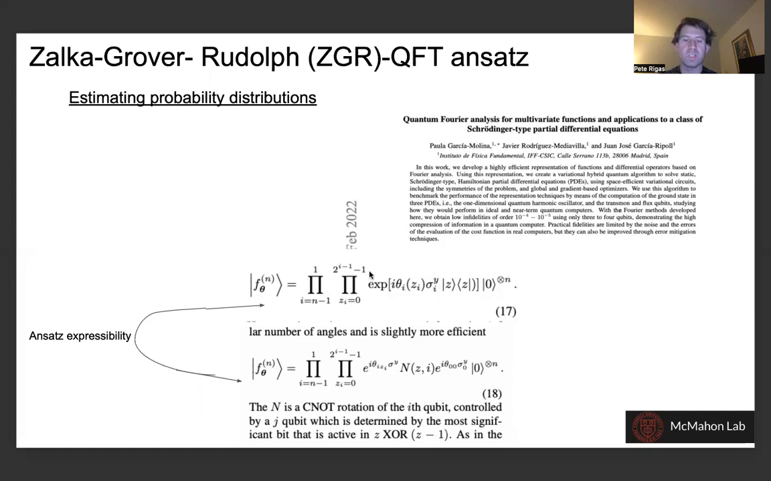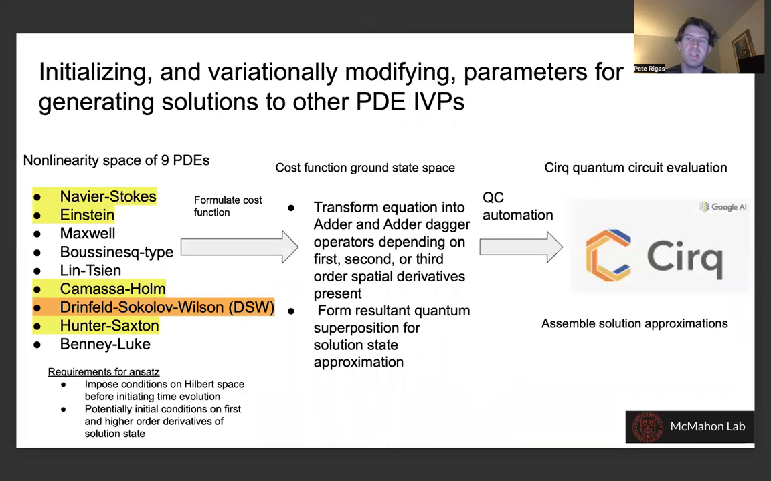in which the first ansatz has an exponential of some imaginary prefactor that acts on a quantum state, whereas the second ansatz has a C0 gate, in addition to the multiplication of two exponential factors instead of one as given in the first ansatz. And we can initialize and variationally modify our parameters for generating solutions to other PDE initial value problems with the following approach.